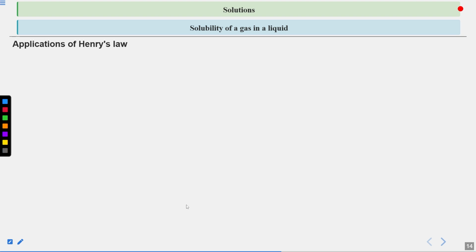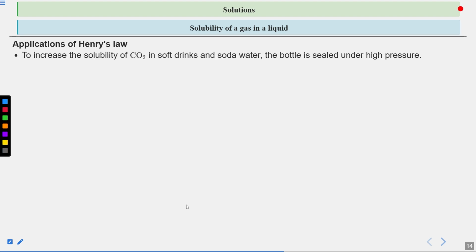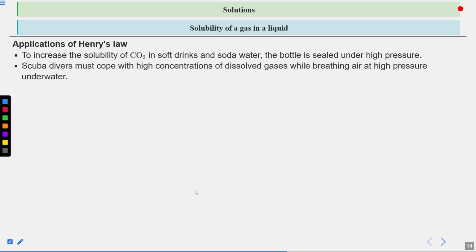Then what are the applications of Henry's law? First, the solubility of CO2 is increased in soft drinks. We have already discussed it earlier. Then scuba divers find it very difficult to cope with this high concentration of dissolved gases at high pressure inside the seas. So what do they do? They dilute the nitrogen to avoid this. So scuba divers, to cope with this high concentration of dissolved gases while breathing air at high pressure underwater, use Henry's law to avoid that situation.